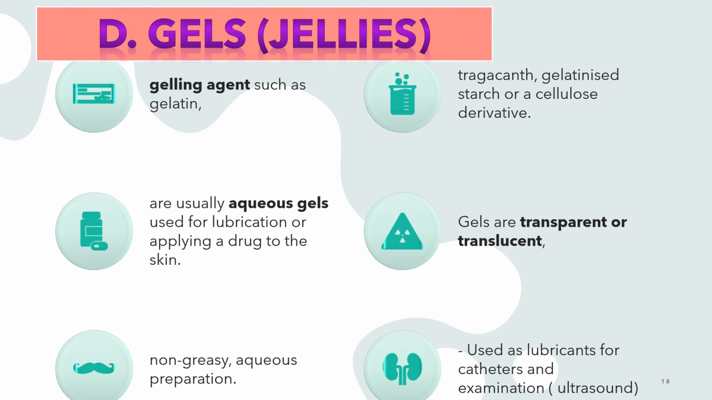So the last form of the SSD is the gel or jelly. Gels and jellies have gelling agents such as gelatin, tragacanth, gelatinized starch, or cellulose derivatives. They are usually aqueous gels. They can be used as lubrication or for applying a drug to the skin. The gel is transparent or translucent, non-greasy, and usually used as an aqueous preparation. In terms of application, it can be used as a lubricant for the catheter and for examination during the ultrasound.